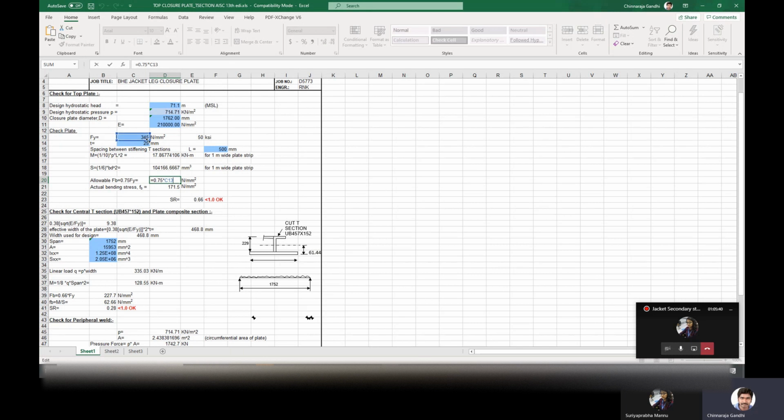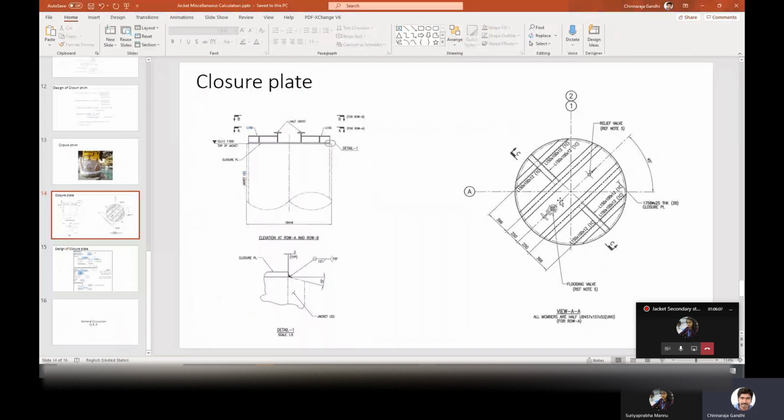Fy is 345. And the actual bending stress we know is M divided by section modulus Z. We got the actual bending moment. From the bending equation, we know that the actual bending stress is here. Therefore the stress ratio, actual by allowable, is 0.66, which is less than 1.0. Now we have checked the plate.